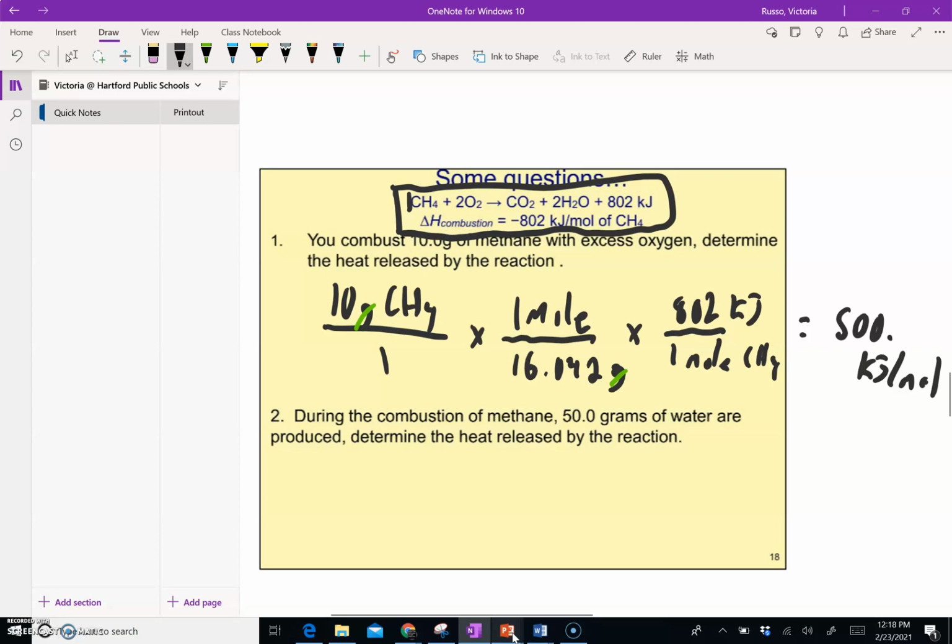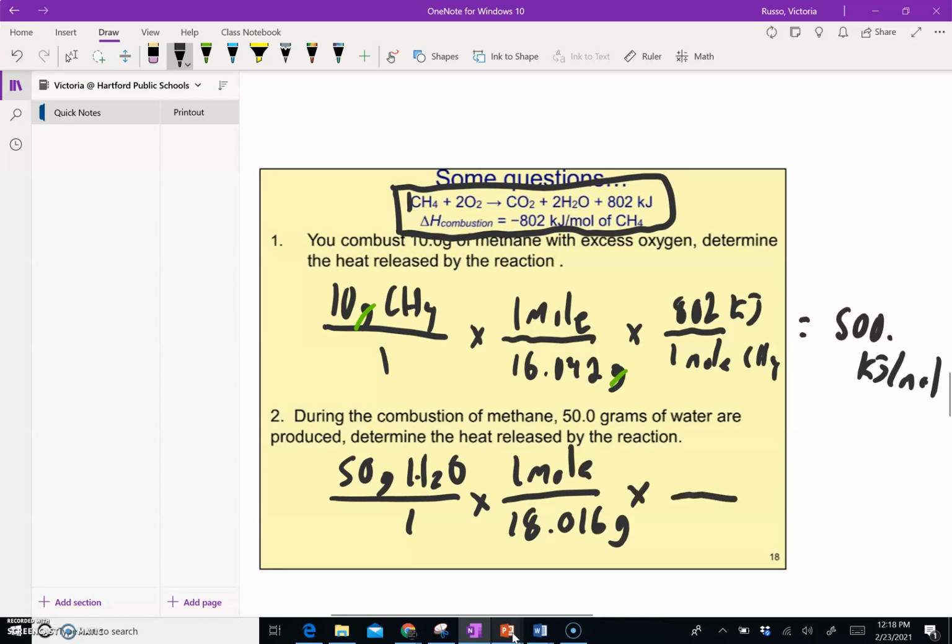Okay, this one is almost exactly the same, except there's one slight difference that everyone always misses. Last year when I taught this, or 2 years ago, everyone had trouble with this. So again, they give us 50 grams of water. It's still the same equation. So you have 50 grams of H2O over 1, and hopefully by now you memorized that the molar mass of water is 18.016 grams, and that's equal to 1 mole.